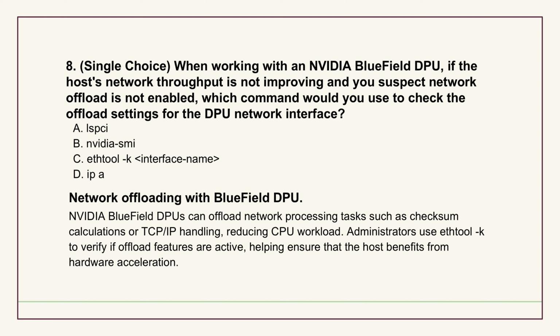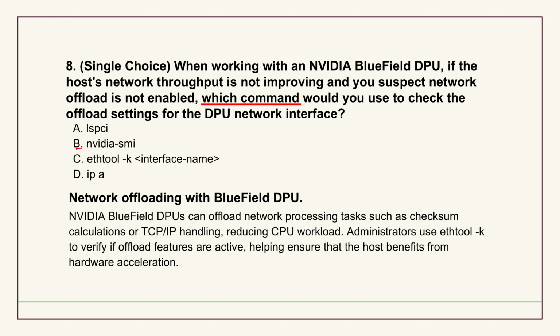Our question asks, when working with an NVIDIA Bluefield DPU, if the host network throughput is not improving and you suspect network offload is not enabled, which command would you use to check the offload settings for the DPU network interface? What's the command line magic for confirming this? The command you absolutely want is ethtool -k. That's your go-to for this specific task.